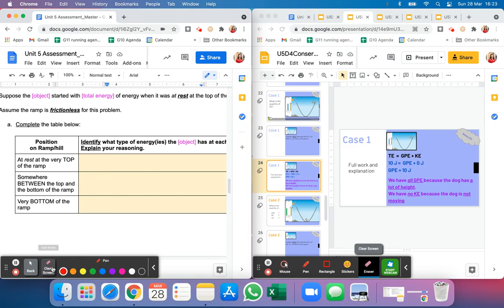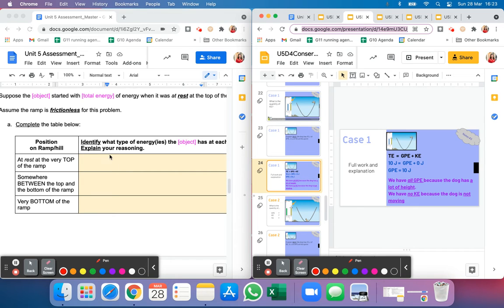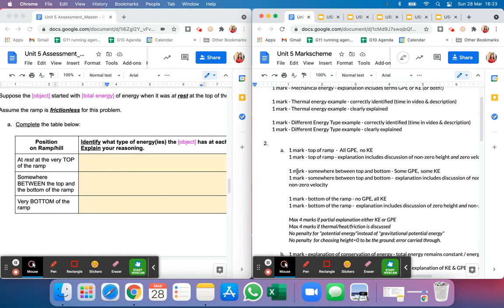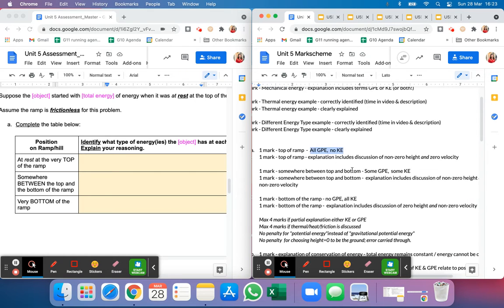All right, what were we looking for here? We were looking for basically walking through exactly what we walked through in class this day. So the first row that you had to fill out corresponded with a situation like this that we saw in case 1 in our classwork. So we have all GPE because the dog has a lot of height, and no kinetic because the dog is not moving. Go ahead, take a look at the mark scheme. Notice that 1 mark required you to say all GPE and no kinetic energy. That was 1 mark. And then the second mark was explanation includes discussion of non-zero height and non-zero velocity.